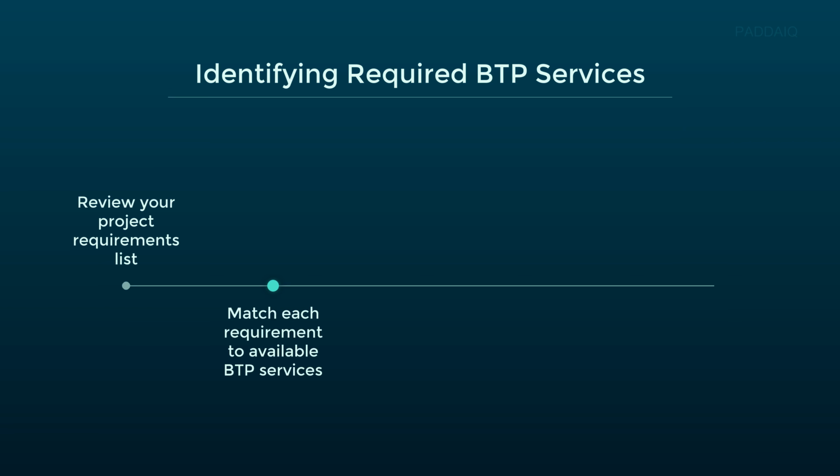Match each requirement to available BTP services. This means connecting your specific business needs to the right BTP capabilities. For example, if you need to analyze sales data, you would select the SAP Analytics Cloud service. This direct alignment ensures you build effective solutions without unnecessary complexity.